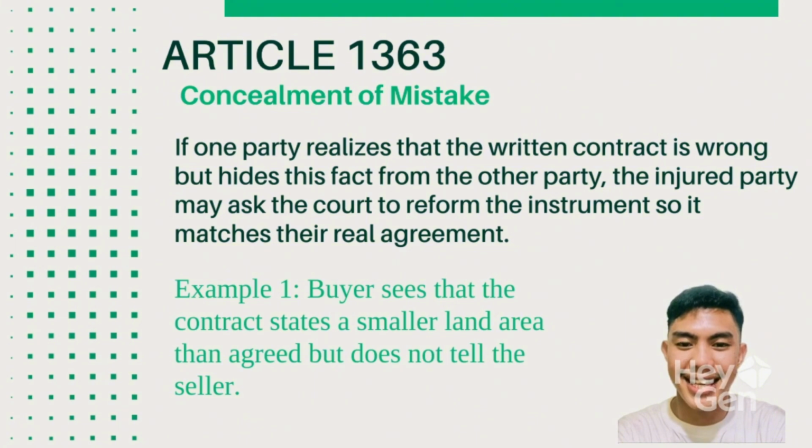If one party realizes that the written contract is wrong but hides this fact from the other party, the injured party may ask the court to reform the instrument so it matches their real agreement. Example 1. Buyer sees that the contract states a smaller land area than agreed but does not tell the seller.